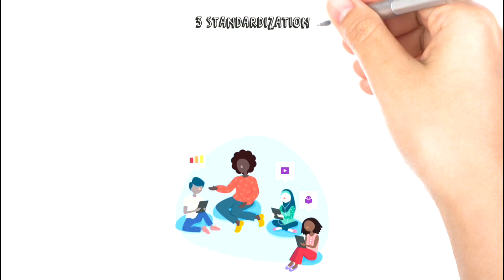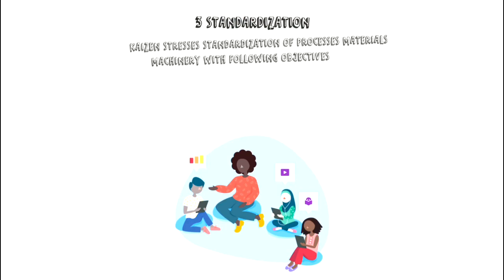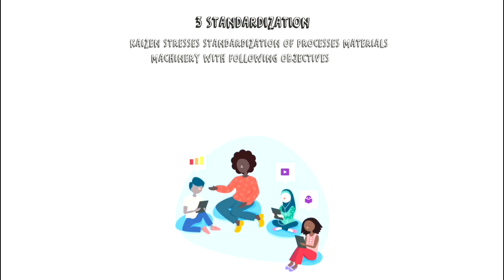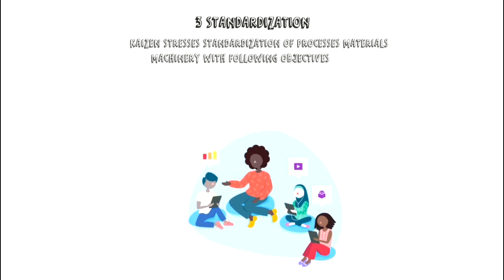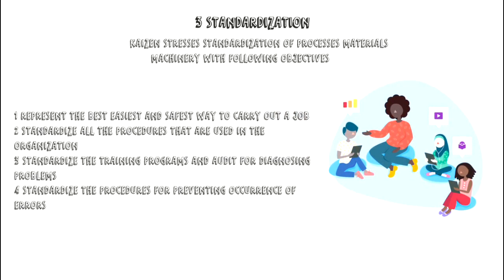The third and last basic principle of Kaizen is standardization. Kaizen stresses standardization of processes, materials, and machinery with the following objectives. Number 1, represent the best, easiest, and safest way to carry out a job. Number 2, standardize all the procedures that are used in the organization. Number 3, standardize the training programs and audit for diagnosing problems. And number 4, standardize the procedures for preventing occurrence of errors.